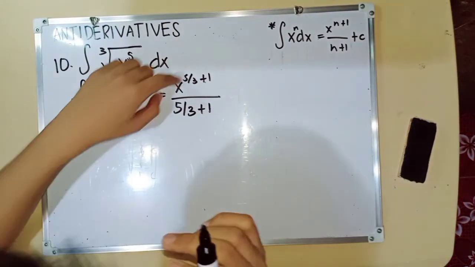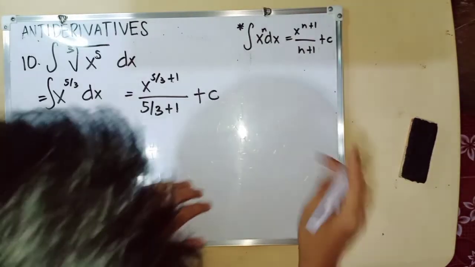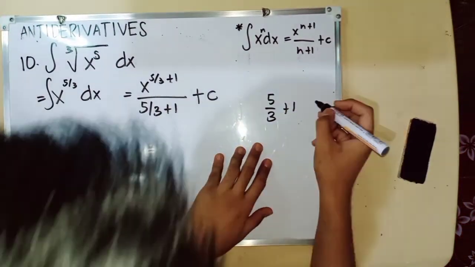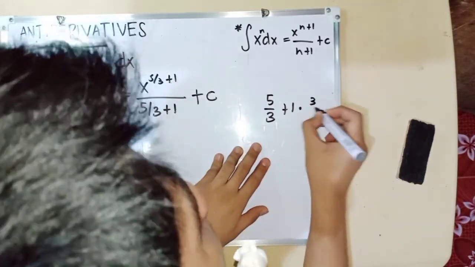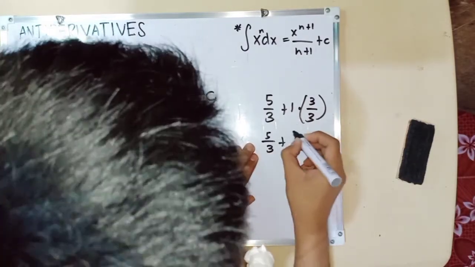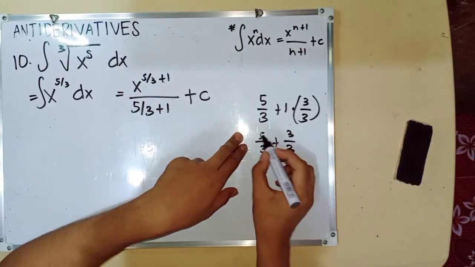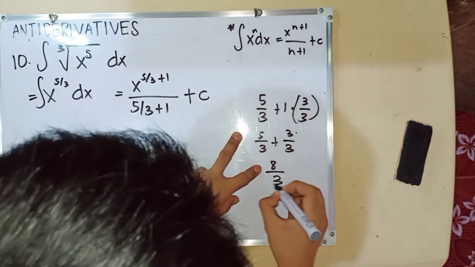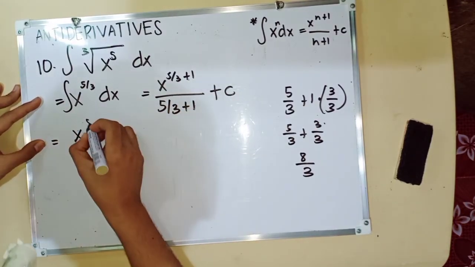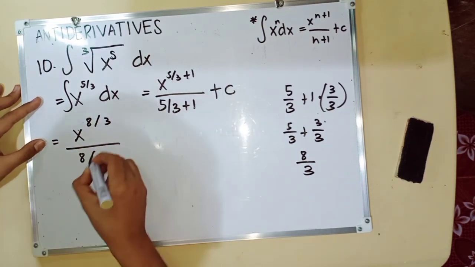We add 1 to the exponent, and let's not forget the constant of integration. So, 5 over 3 plus 1, so that they have the same denominator, we multiply 3 over 3 to the 1. So, 5 over 3 plus 3 over 3, we add 5 and 3. So, 8 over 3. So, 5 over 3 plus 1 is equal to x raised to the power of 8 over 3 plus c.